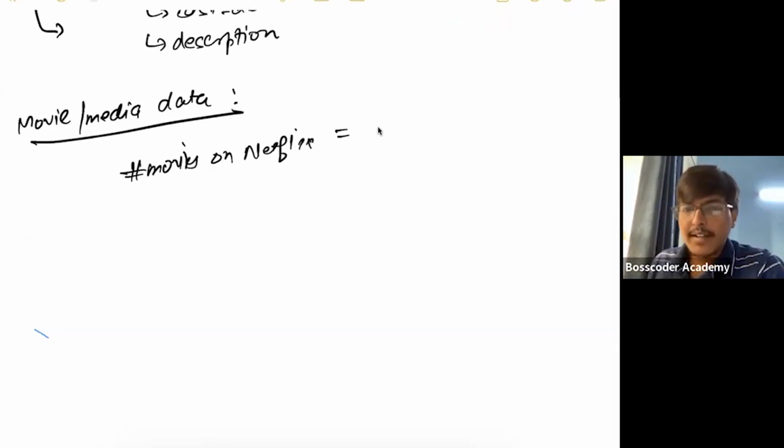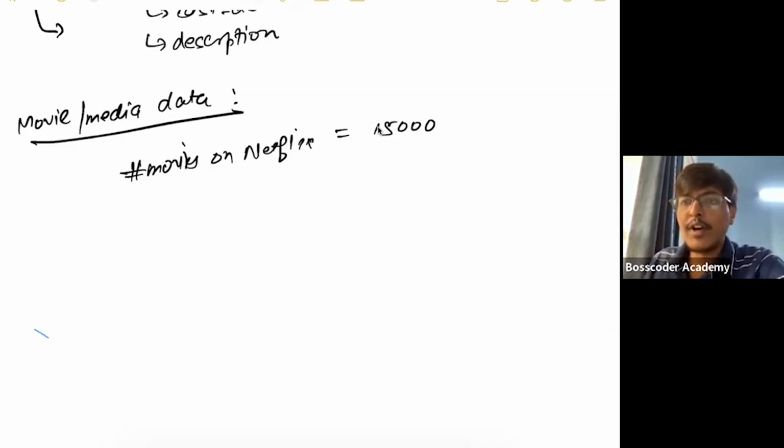So Netflix, how many movies? Some are saying 15K, 4K. The last time I checked, there were 15,000 movies according to Google. That there are around 15,000 movies on Netflix.